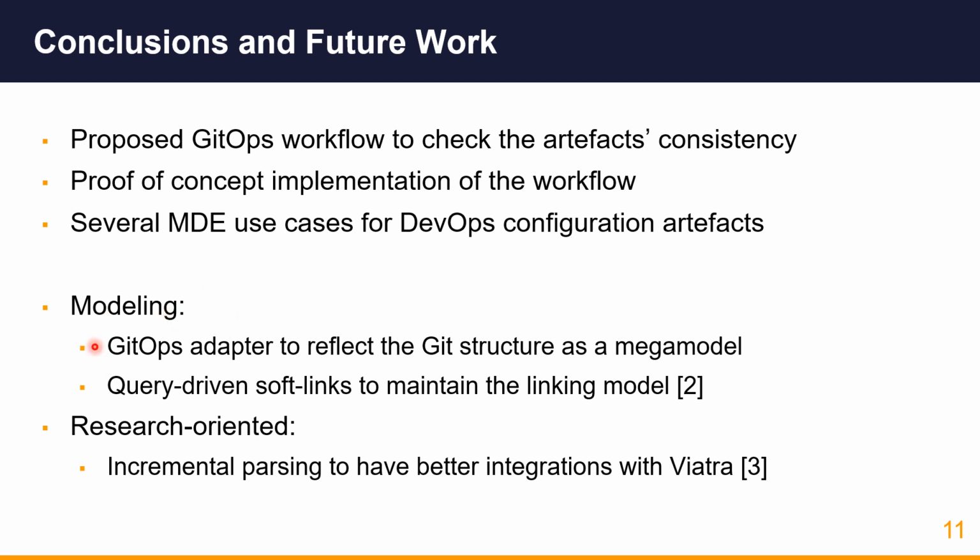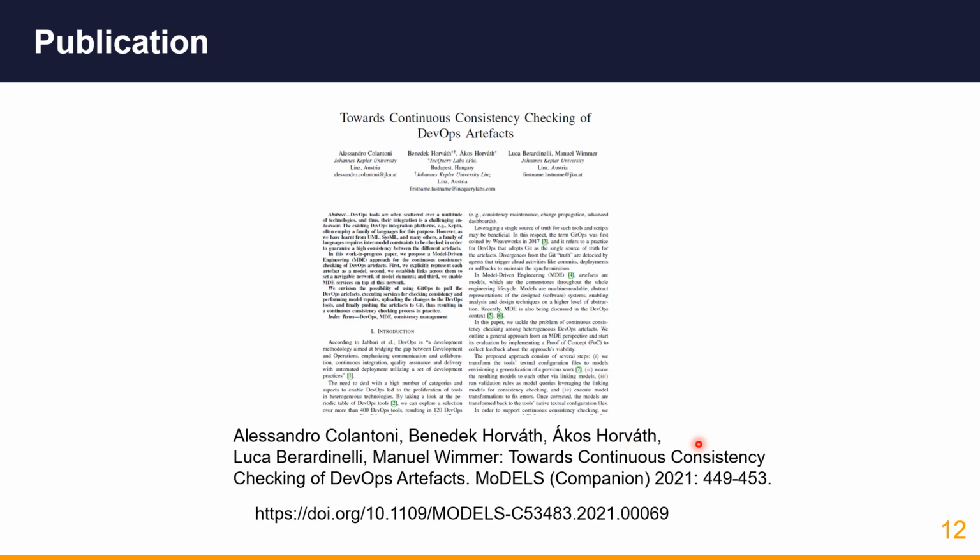For example, the GitOps adapter to reflect the Git structure as a mega model, and we could use query-driven soft links to maintain the linking model instead of creating it by hand. And for research-oriented purposes, we proposed an idea to implement incremental parsing. And then this collaboration was published on the DevOps workshop of models in 2021. Interested readers can look up the paper to learn more about the details of the workflow.